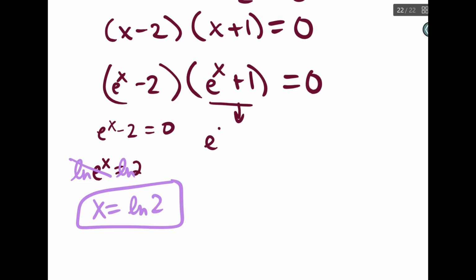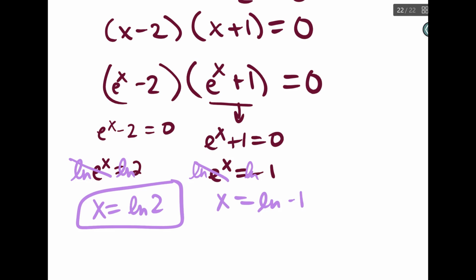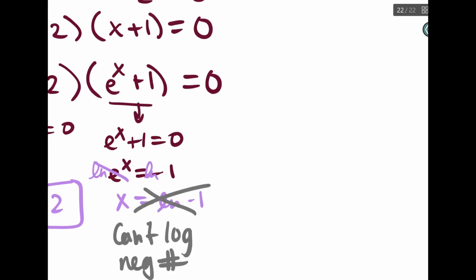Alright, so e to the x plus 1 equals 0. e to the x equals negative 1. I could try that same trick where I take ln of both sides, right? x equals ln of negative 1. What? That's not possible because we can't take the log of a negative number. So, can't log a negative number. Okay, let's do D.